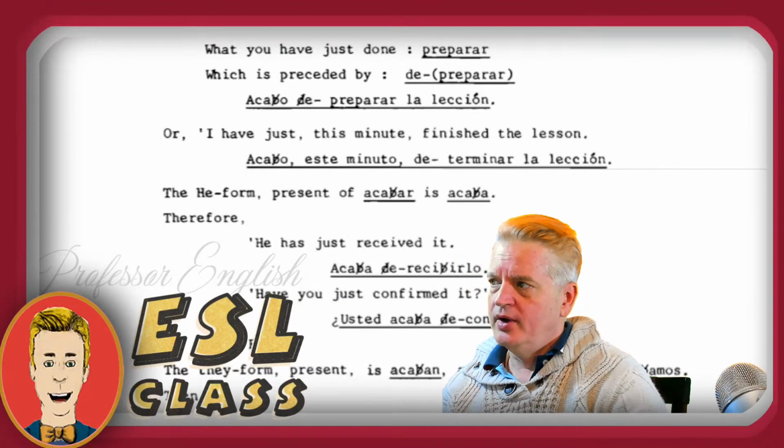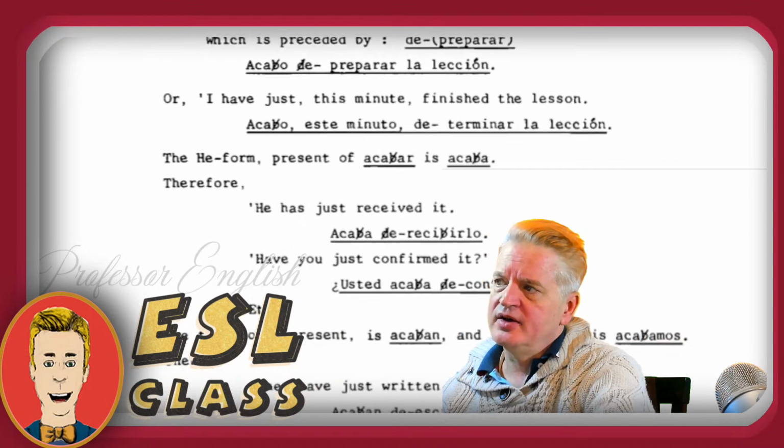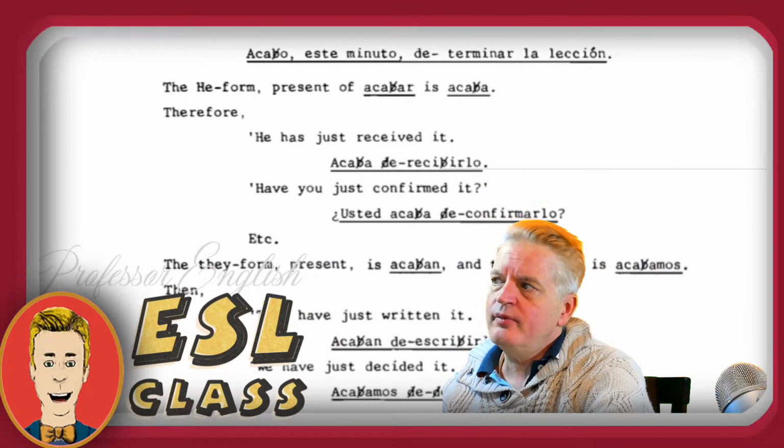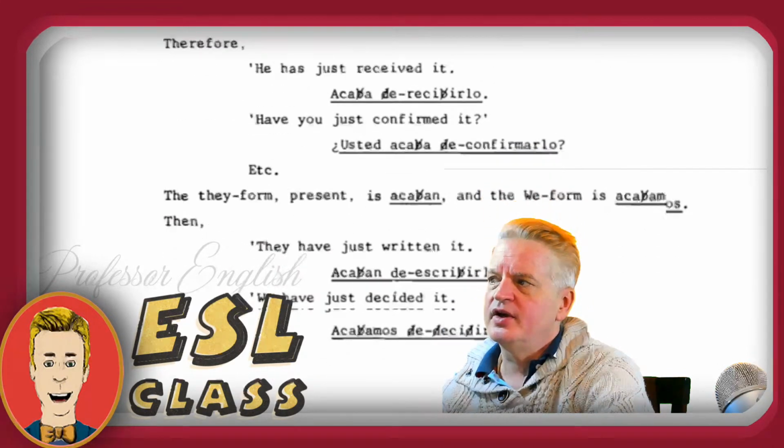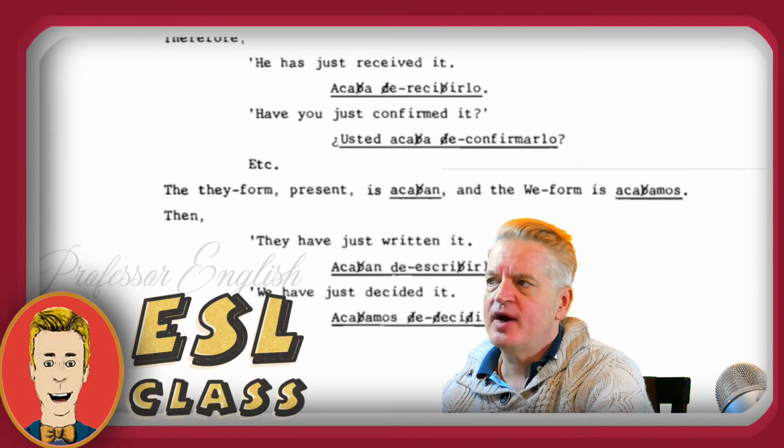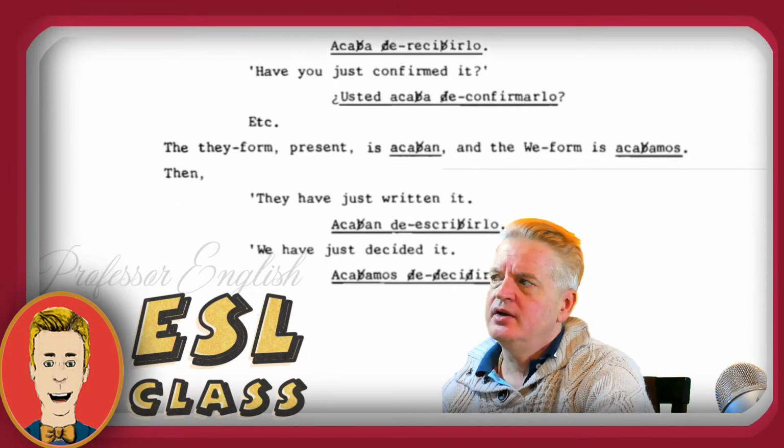The he form present of acabar is acaba. Therefore, he just received it. Acaba de recibirlo. Have you just confirmed it? Usted acaba de confirmarlo.